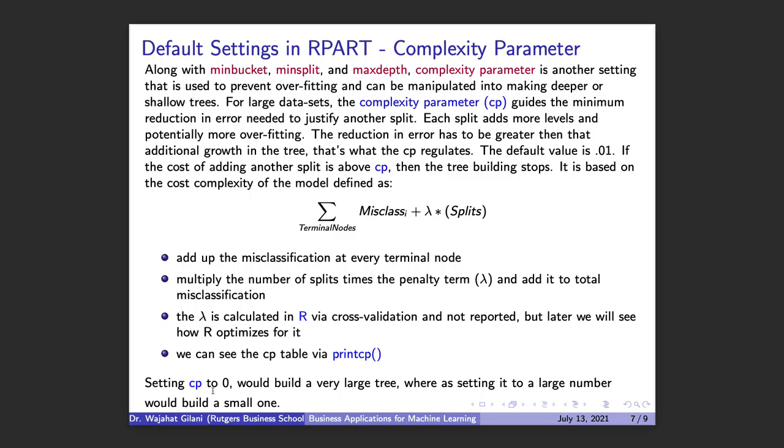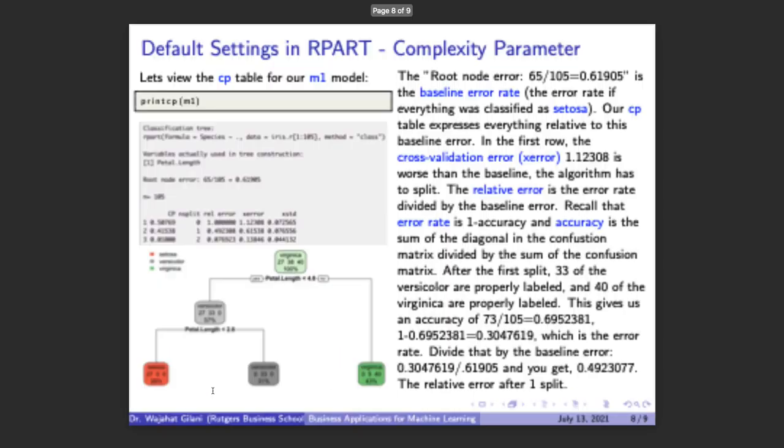Our data, our table, is not ideal for this, and I'll show you that in a second. It's a smaller data set. CP really comes into play with large data sets. We just have 150 rows. See, the complexity parameter is not going to be a big deal with our data set. It comes more into play with large data sets, right? Nevertheless, we can still play around with it.